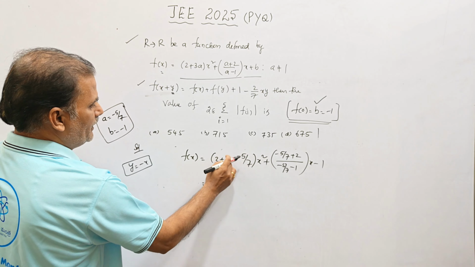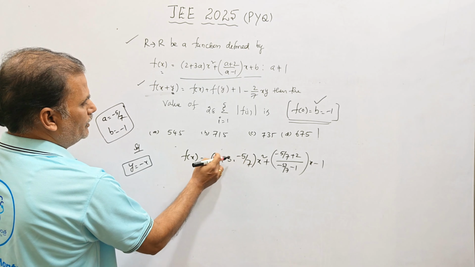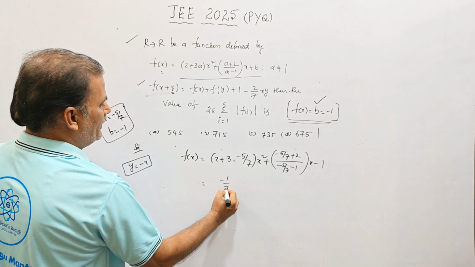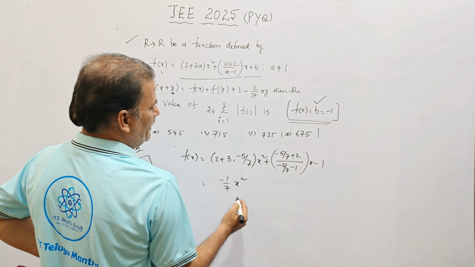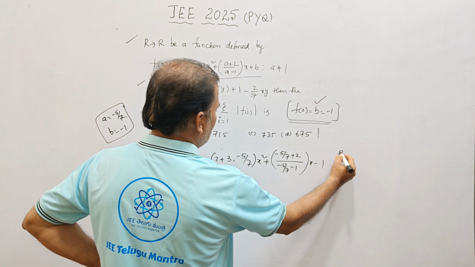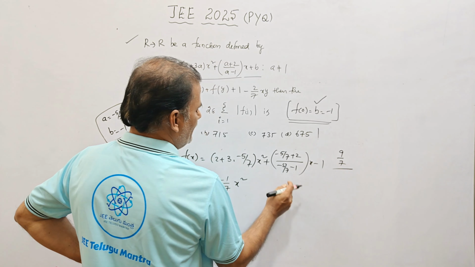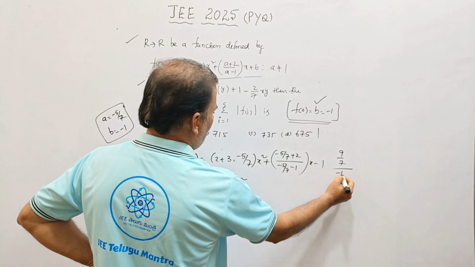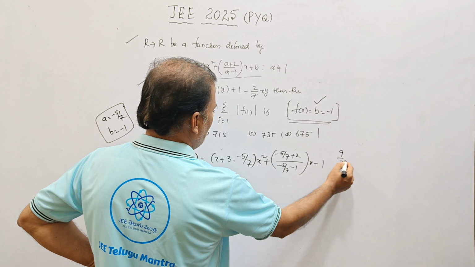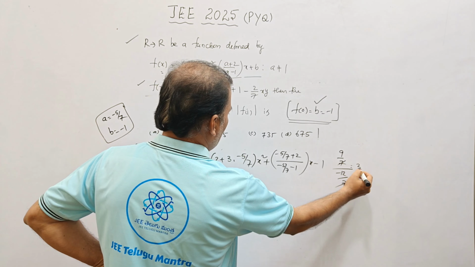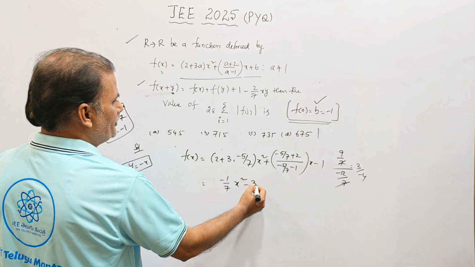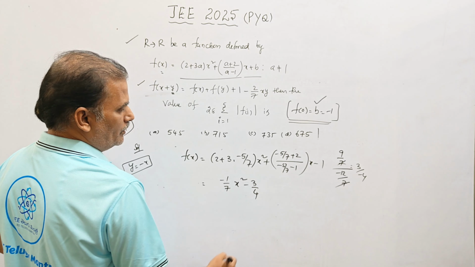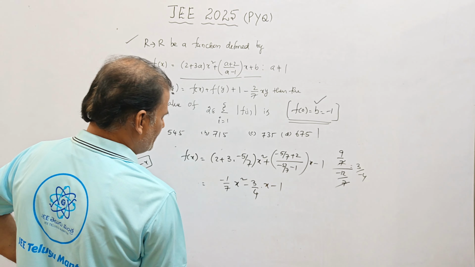Here 7 2s are 14, minus 15, that is minus 1 by 7 x square. Here 7 2s are 14 minus 5, 9 by 7, and here minus 12 by 7, the 7s cancel, so we get minus 3 by 4 into x minus 1.